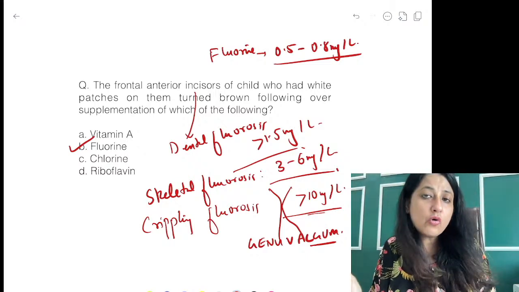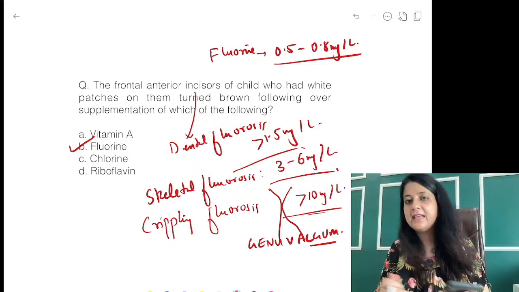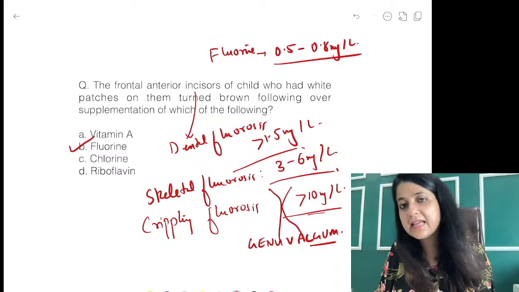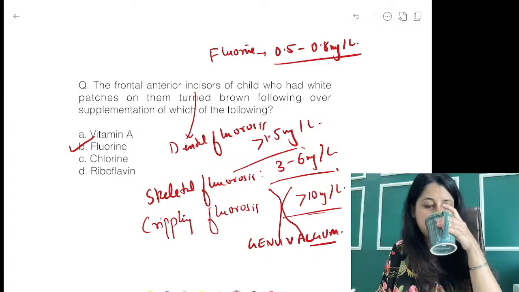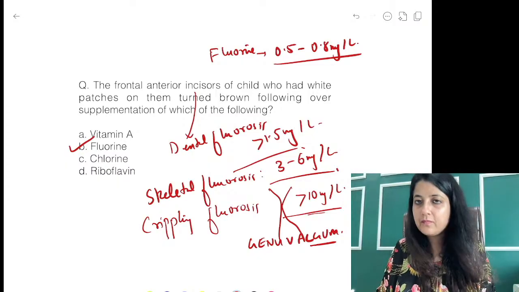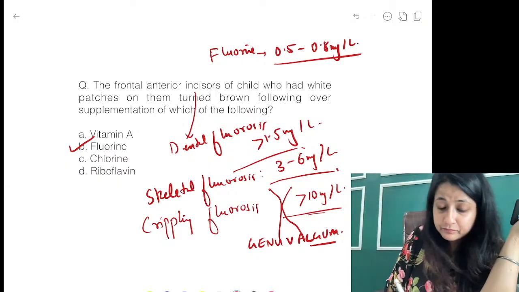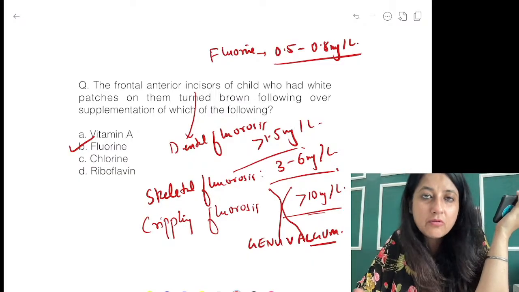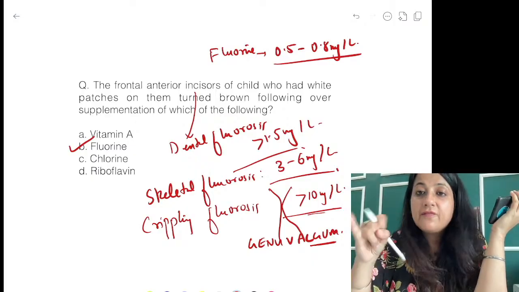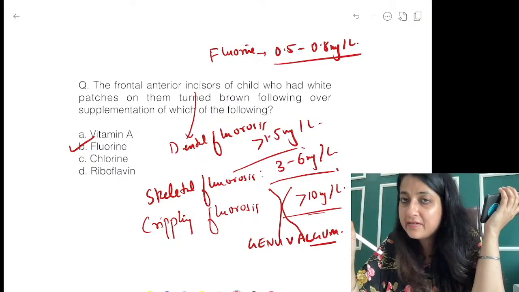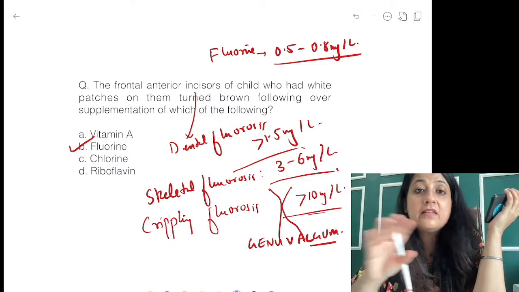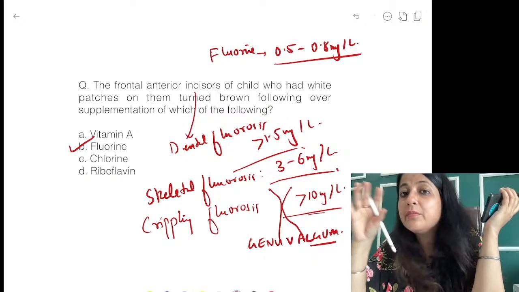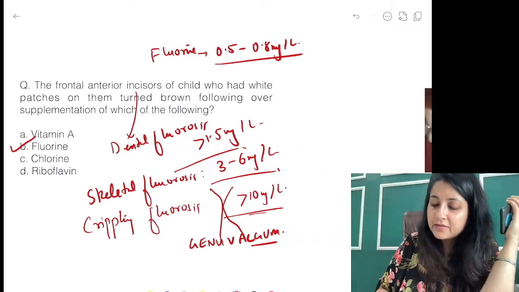One more question. Is fluorine a major mineral or a trace element? Anybody? Put in the comment section. Good. I have told you, trace elements are needed less by the body, but for MCQs they are very important. Fluorine, iodine, iron, zinc, these are all trace elements. Major minerals are like calcium, potassium. Clear? So this is your fluorosis.